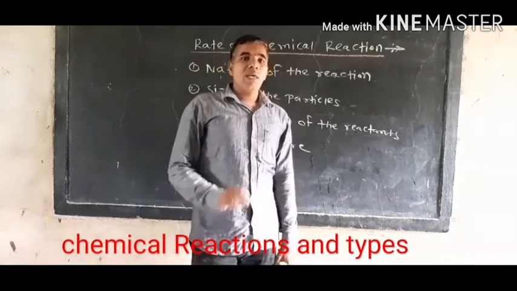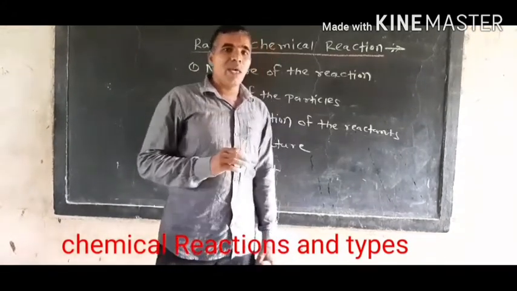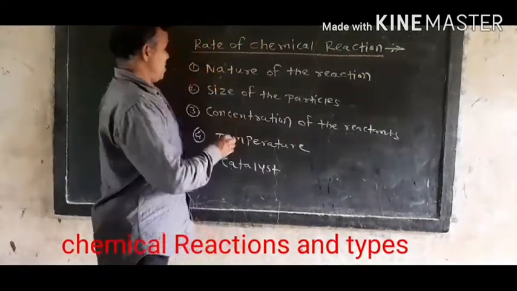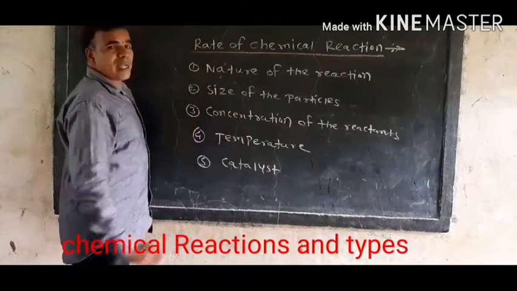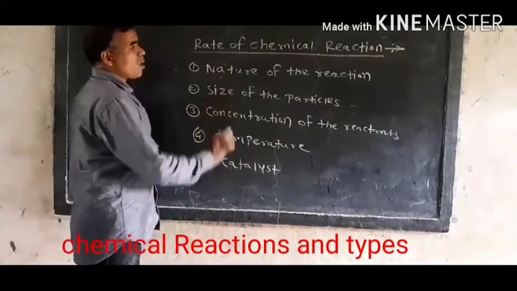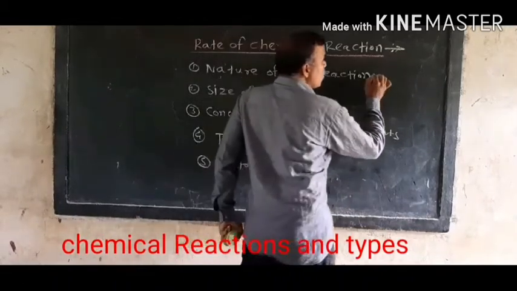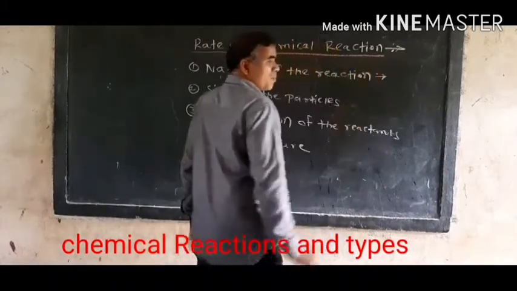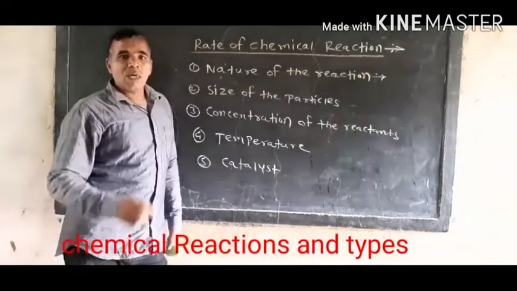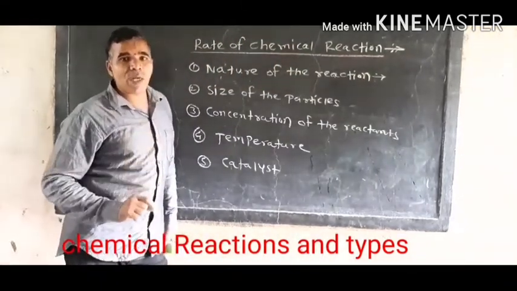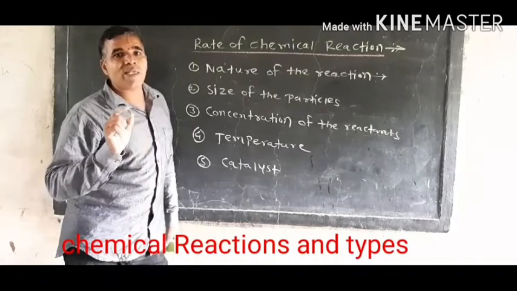These can be called the 5 factors that affect a chemical reaction, making it faster. Nature of the reaction: in a chemical reaction, if the element is a more reactive element, then the chemical reaction is faster.